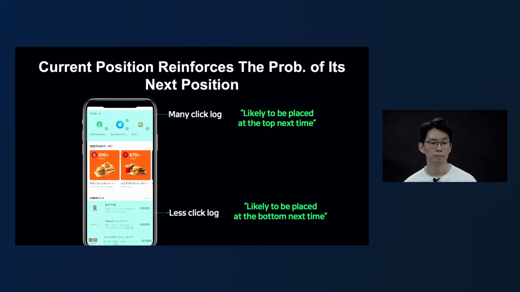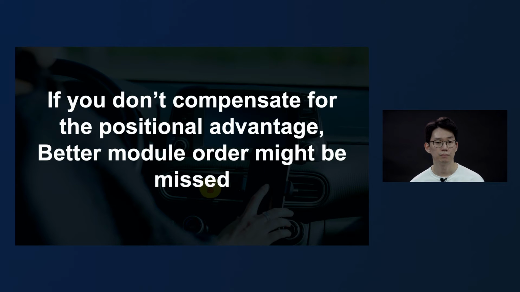As a result, the position of the module creates a gap between the rich and the poor. Which means if there are many clicks on the first module, the learning model thinks that the first module is really popular, and it will keep displaying the first module on top with a high probability. Likewise, if the number of clicks on the last module is small, this module is more likely to be displayed at the bottom. If we do not compensate for such positional advantage, a better module order might be missed.